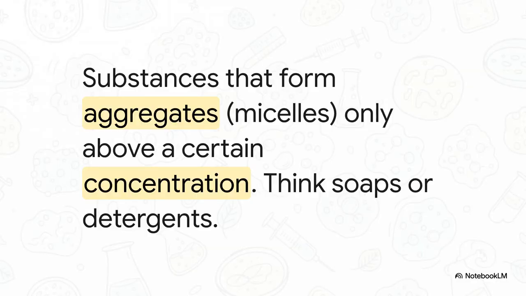And finally, this is a really clever one, we have associated colloids. At low concentrations, these things just act like normal dissolved stuff. But once you hit a very specific point, we call it the critical micelle concentration, they spontaneously get together and form these cool, organized structures called micelles. This is the magic behind how soaps and a ton of other surfactants work.